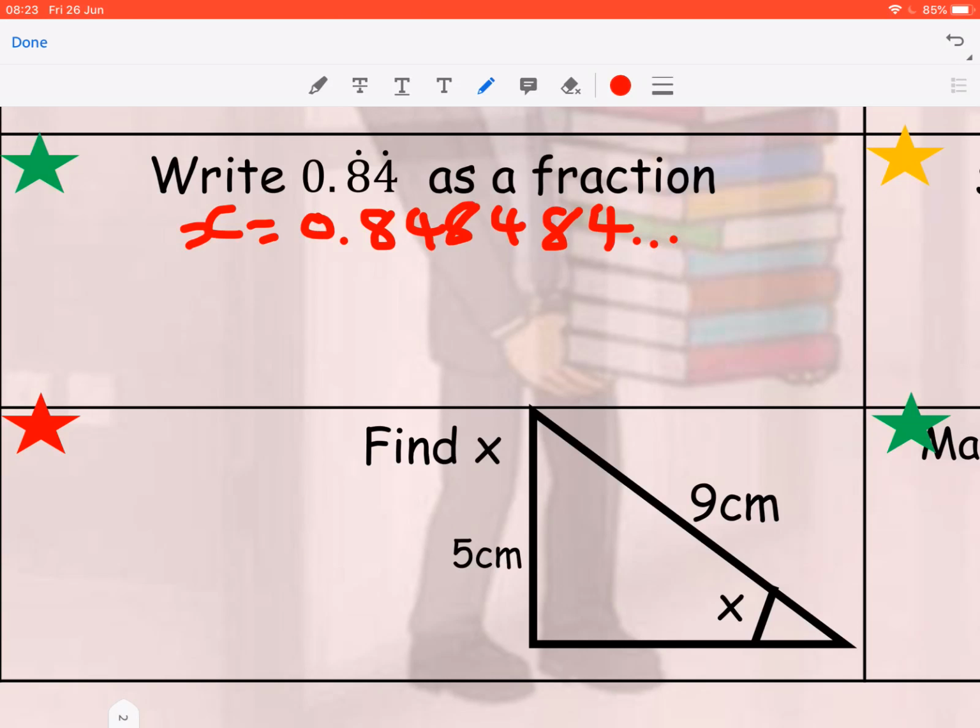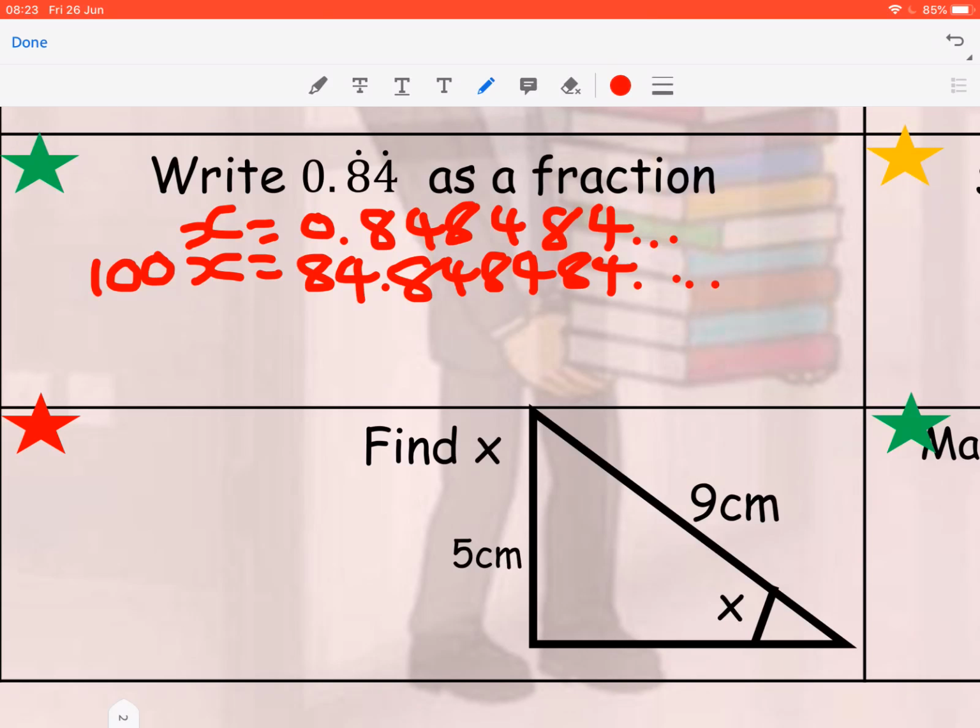We've got to get both recurring digits over the decimal point. What we have got is both recurring digits next to the decimal point, which is what we want later on. So, if I want to get them both over the decimal point, I'm going to times by 100. You end up with 100x equals 84.848484.